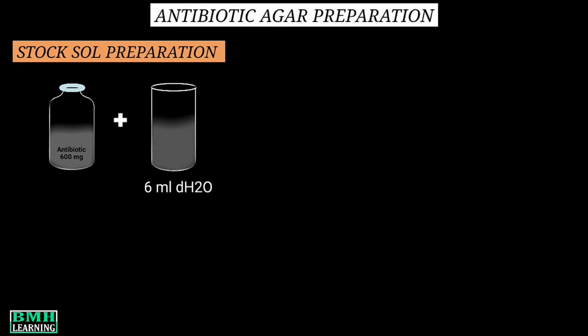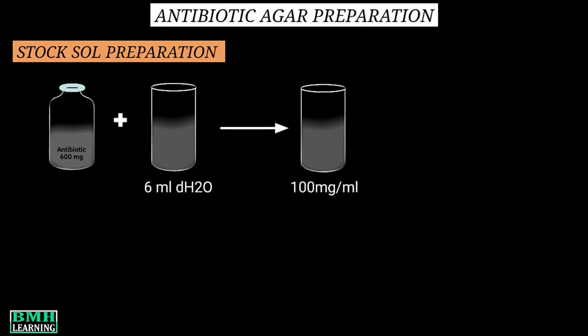Antibiotic agar preparation. First of all, let's start with the preparation of stock solution. So, we need antibiotic. The choice of antibiotic depends on the type of microorganisms you want to test against. Usually, it's available as 600 mg per bottle. The 600 mg antibiotic is diluted with 6 ml to make a stock solution having a concentration of 100 mg per ml.